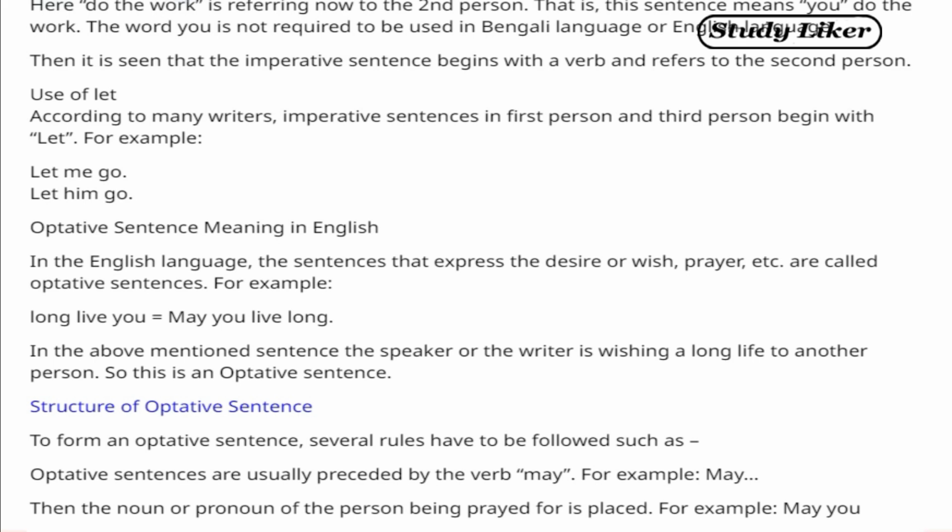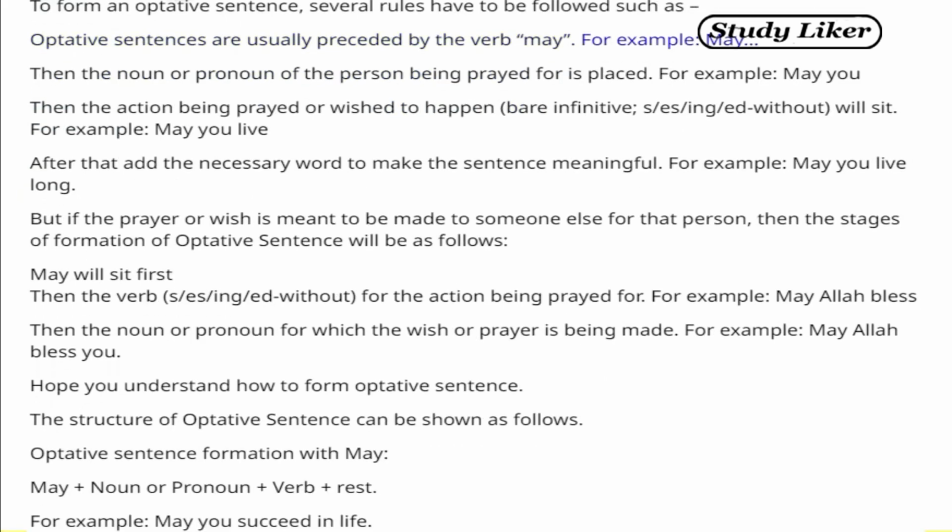Structure of optative sentence. To form an optative sentence, several rules have to be followed, such as: optative sentences are usually preceded by the verb may. For example, may. Then the noun or pronoun of the person being prayed for is placed. For example, may you. Then the action being prayed or wished to happen, bare infinitive, without s, es, ing, ed, will sit. For example, may you live. After that, add the necessary word to make the sentence meaningful. For example, may you live long.